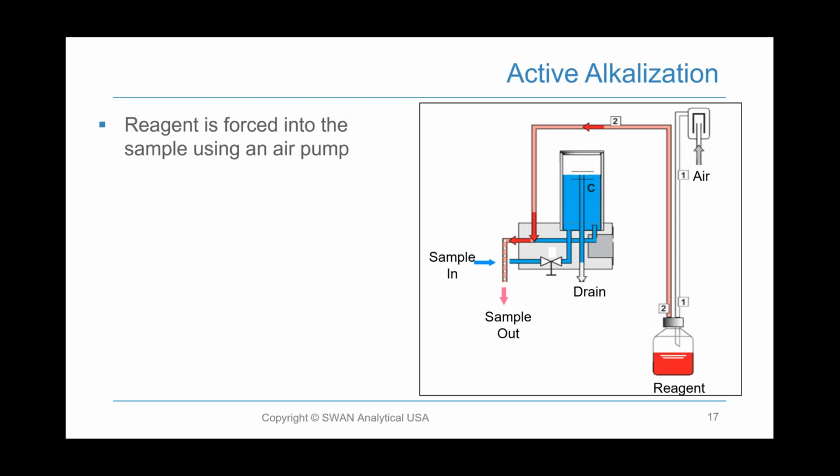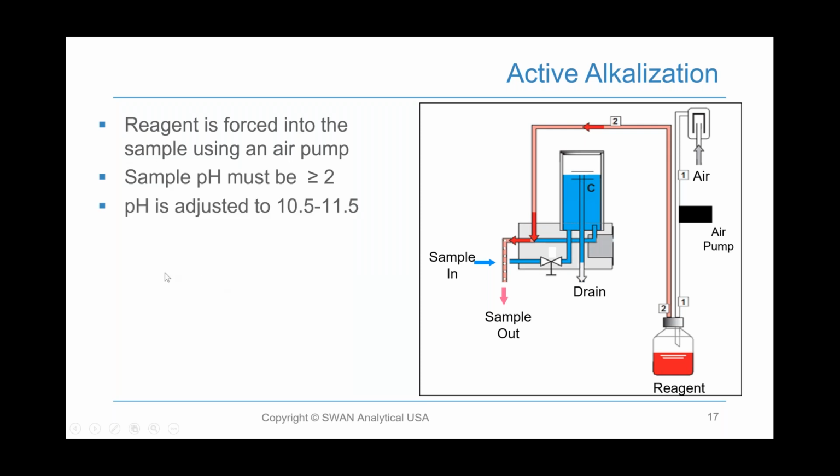What you see here is an example of an active alkalization process, whereby you have an air pump that is pulling air through the filter, introducing it to the reagent bottle, mixing with the vapor phase of the reagent, and then introduced into the sample stream to increase the pH into the proper range. With this method of alkalization, the sample pH must be equal to or greater than 2 for samples such as primary cation effluent in the makeup water plant. The pH again is adjusted to 10.5 to 11.5, and again, pH control is critical to measure low levels of sodium.